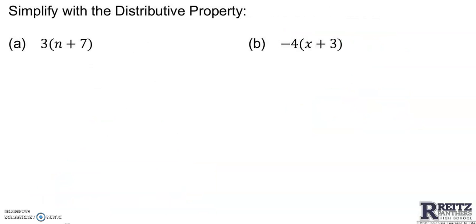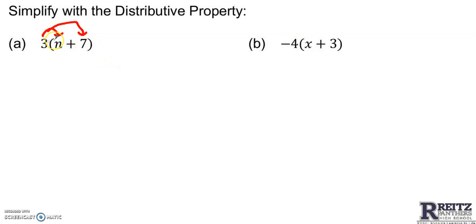All right, Panthers, let's get down to brass tacks now. We don't need to make that area model every time we distribute, but if it helps you, you're welcome to do it. Panthers, I'm going to simplify. This is on the back of the first page of your handout. We're going to simplify this with the distributive property. We need 3 times the quantity n plus 7. I do kind of model that distributive property this way.